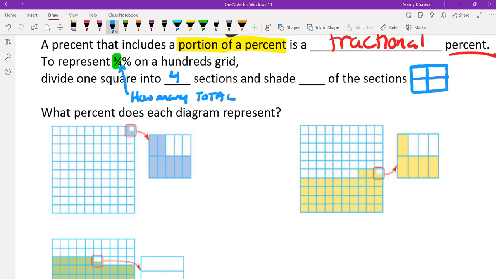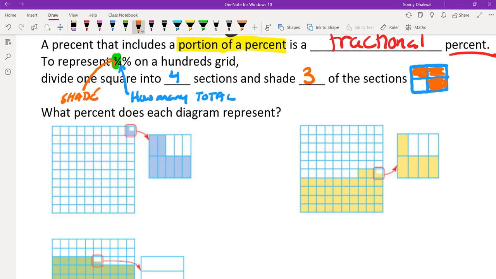Okay. The top number tells you how many you're shading in, just like the very first question on the test, right? I say, hey, what fraction does this shaded thing represent? This is how much you shade, right? So we're shading in 3 pieces. So here on our grid, we break it up into 4 pieces and we shade in 3, right?